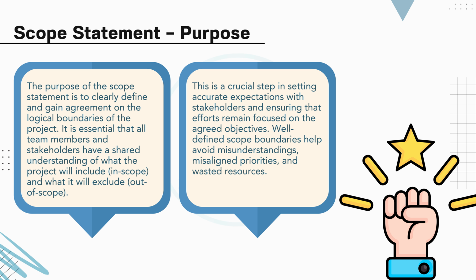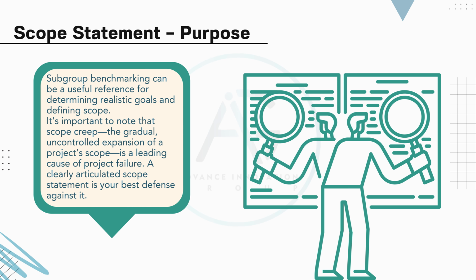Most importantly, it helps avoid misunderstandings, misaligned priorities, and wasted resources. In short, a well-crafted scope statement keeps the project on track, within budget, and aligned with the intended goals. A well-defined scope statement is essential for project success. It clearly outlines what the project will include and what it won't, helping everyone stay aligned and focused.